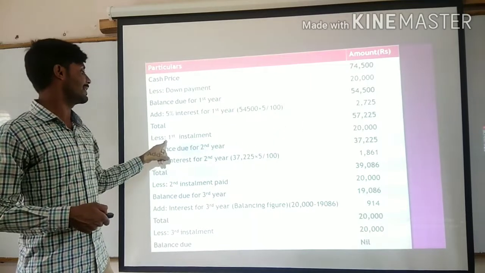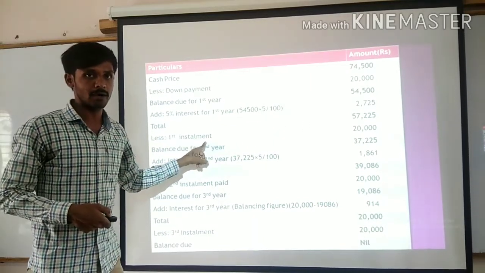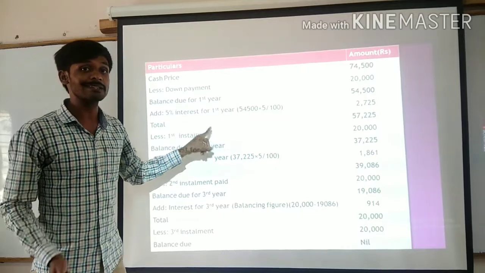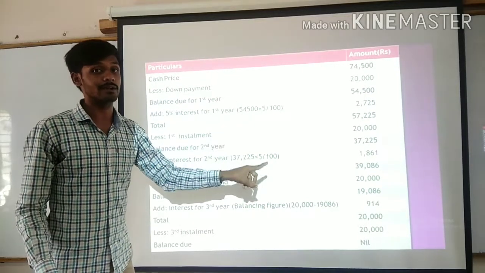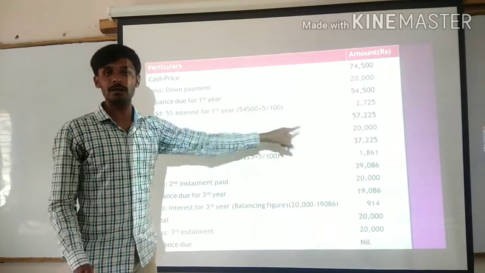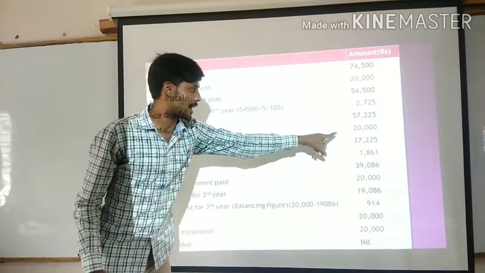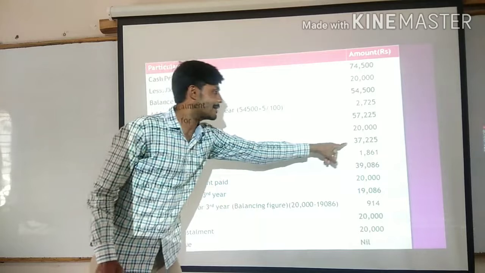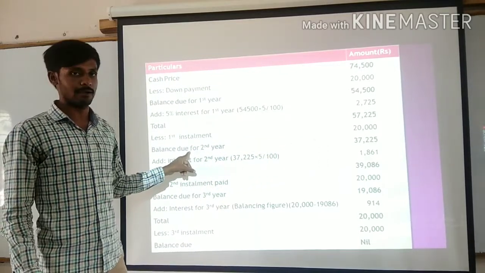In that, we just need to deduct the installment money. Here we have already said the installment includes the interest. There is no necessity to add the interest again. So the 20,000 we have deducted, and we will arrive at the balance due for the second year.